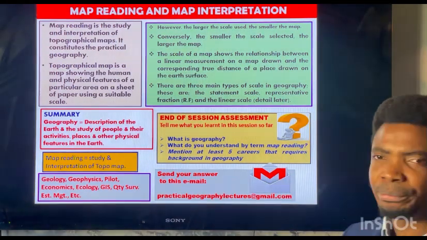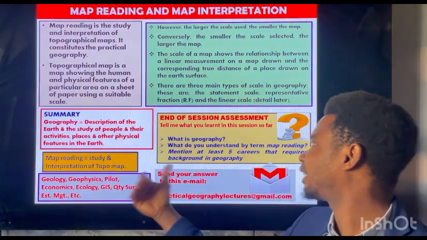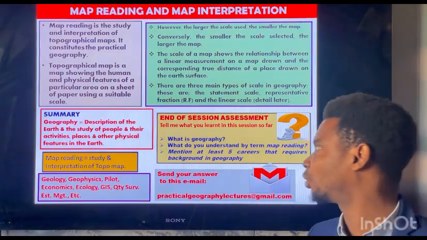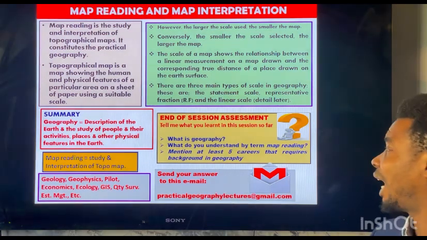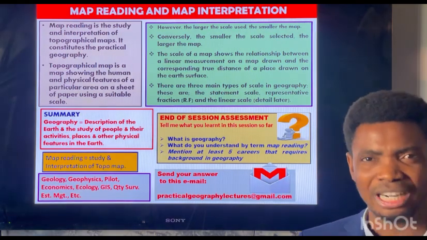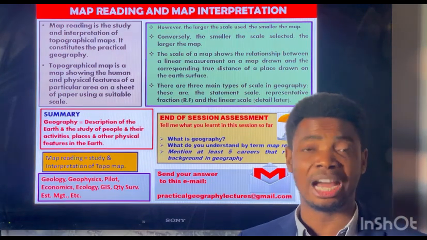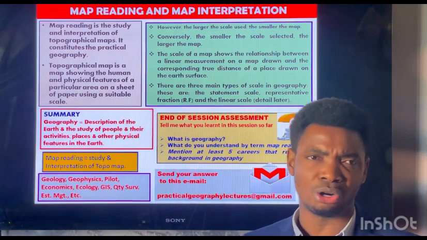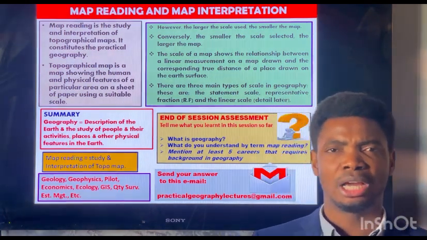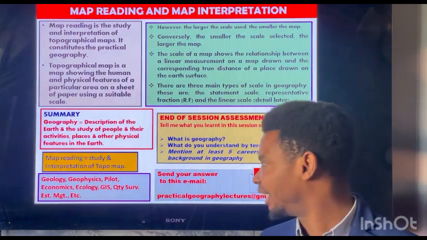So in summary, so far we said that geography is the description of the earth and the study of the people, their activities, places, and other physical features on the earth. And I also said that map reading is the study and interpretation of topographical maps. And the career professions that have their background in geography consist of geology, geophysics, geography itself, urban and regional planning, ecology, estate management, quantity surveying, pilot and nautical sciences, etc.